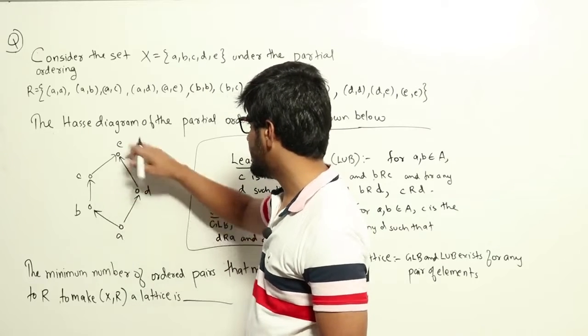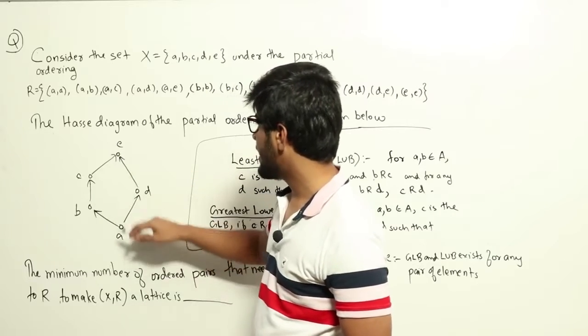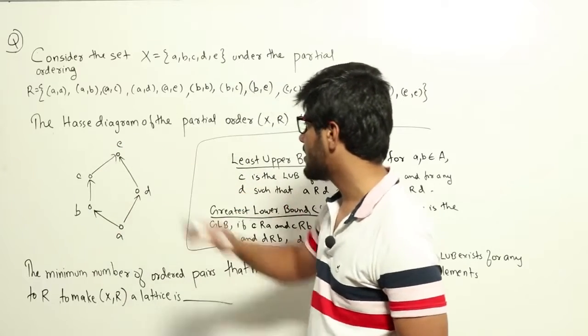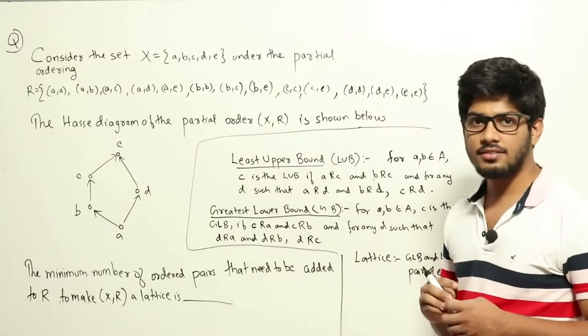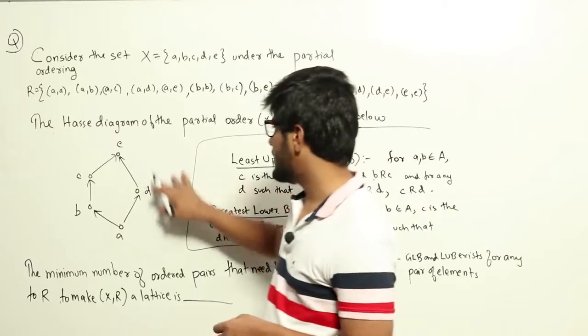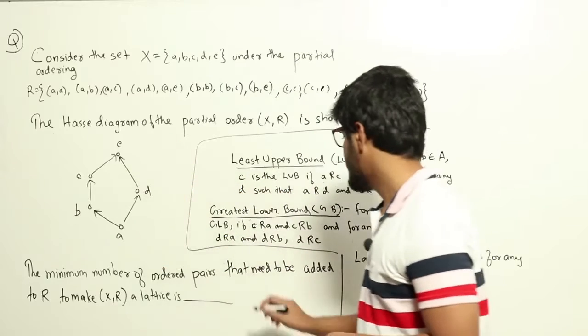Similarly, for A and E, the greatest lower bound would be A and the least upper bound would be E. Whatever pair of elements you choose out of this Hasse diagram, it will have a greatest lower bound and a least upper bound. So the number of pairs that we need to add to this Hasse diagram is 0.